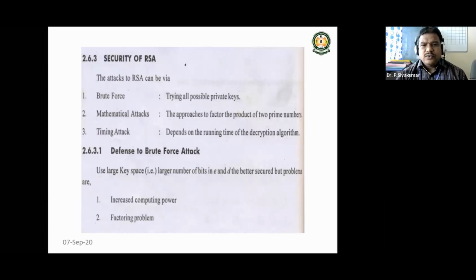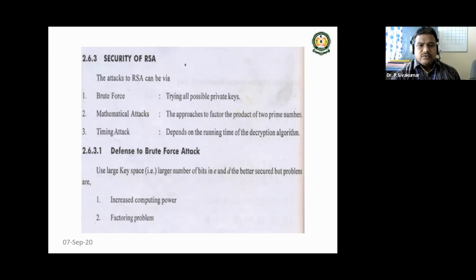You know it very well: trying all the possibilities of the private key to get your plain text is one type of attack. Another type is a mathematical attack. Mathematical attack is normally factoring the product of 2 prime numbers, because that is very difficult. Suppose you choose P and Q and get n, but from n, how do you get P and Q? That is very difficult, and that can be attacked by the mathematical attack, which means the approach of factoring the product of 2 prime numbers.